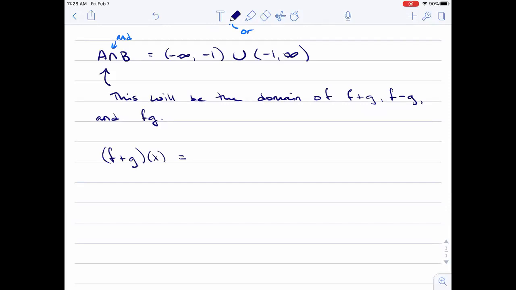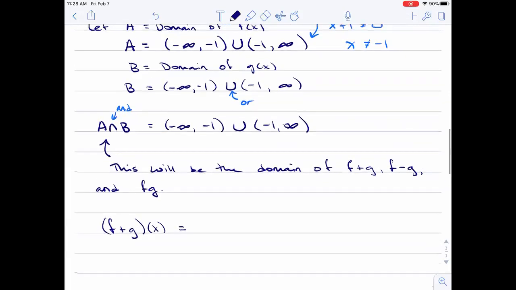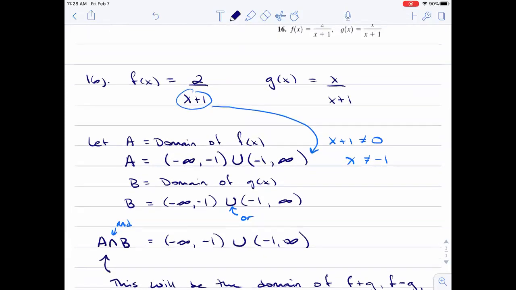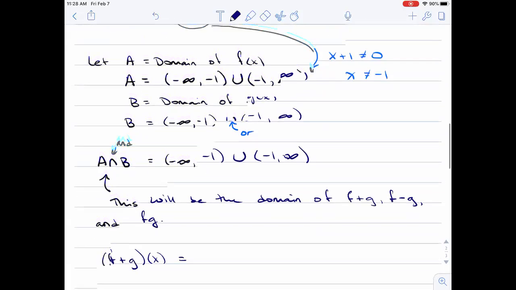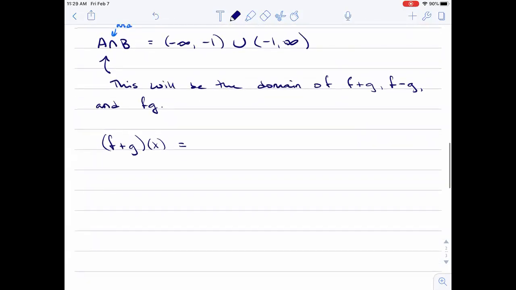Why is it not the domain of f over g as well? It is, but f over g is going to have this, but with the added condition that g can't be 0, right? Because now we're dividing by g. So I'm going to leave it. It is definitely part of the domain, but we've got that added condition. Cool. So from that little blue box, we know that we can rewrite this as f of x plus g of x.